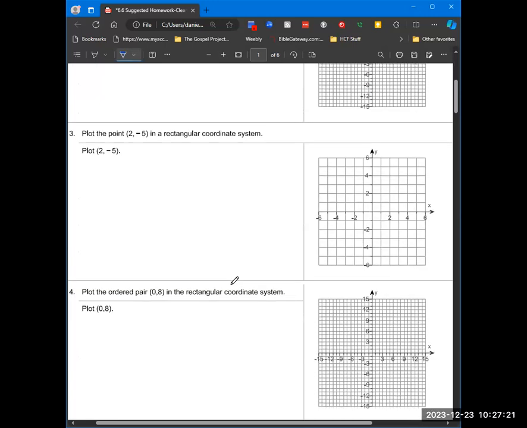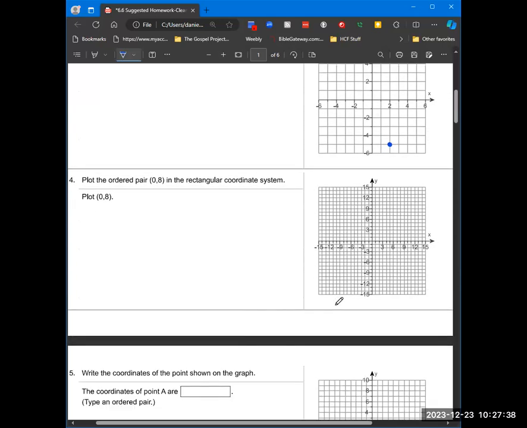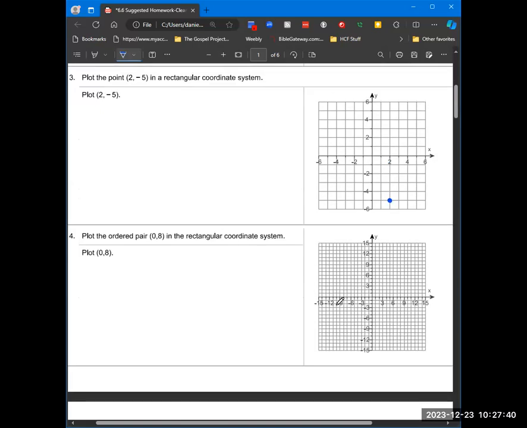Now we want to plot the point 2, negative 5, which is going to be in quadrant 4. 2, negative 5. It's going to be right here. Next, 0, positive 8. So 0, positive 8, 6, 7, 8. Should be right there. Get my pen to draw a point there.